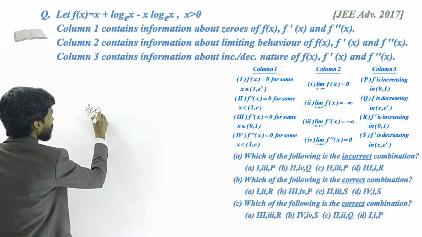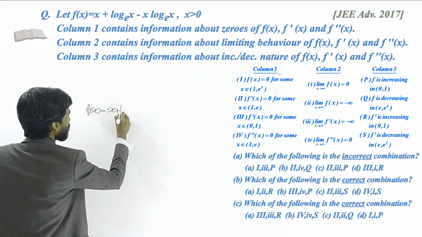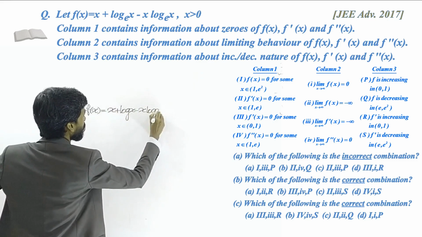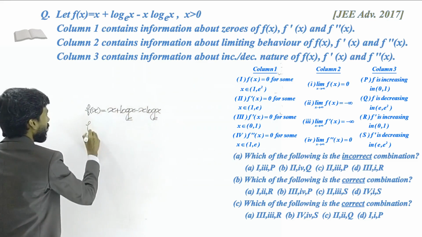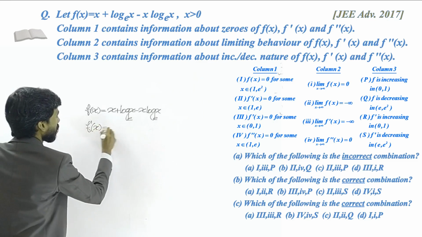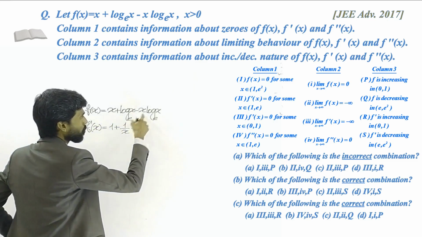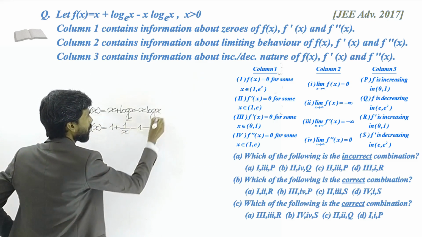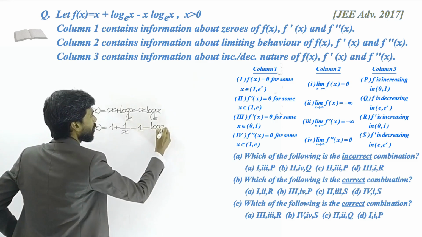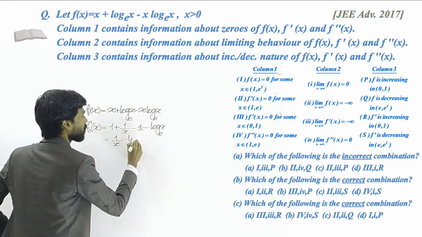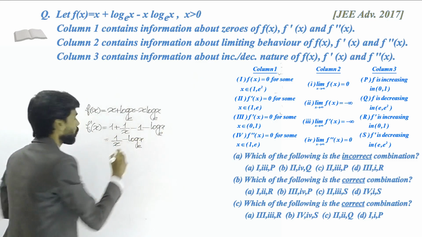f(x) = x + log x - x log x. So this is the function given. Let us find its derivative. f'(x) = 1 + 1/x - (x · 1/x + log x), that is 1 - 1 - log x. So this gets cancelled, and we get 1/x - log x. So that is the derivative of the function, f'(x).